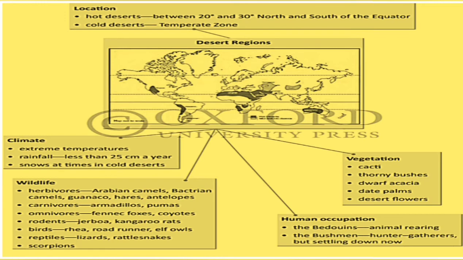Now human occupation. The Bedouins and the Bushmen. The Bedouins used to rear animals and the Bushmen were hunter-gatherers. Also, the discovery of minerals such as gold, copper and oil has changed the life of people and made the desert region very fertile. Just now we have completed the desert regions. We can continue with the Mediterranean region in the next class.